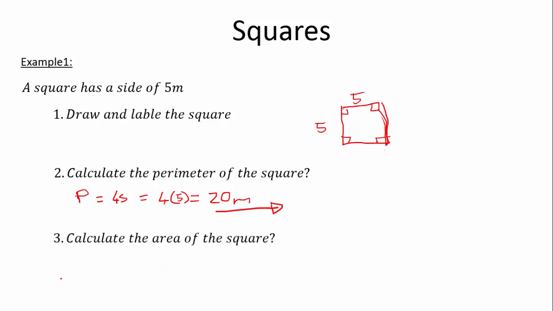Calculate the area of the square. What is the area of a square? What's our formula? Area is equal to S squared. S is 5, so 5 squared. What is 5 times 5? We know that is 25. Now this is only half correct. You must say meters squared. And that is the area of a square.